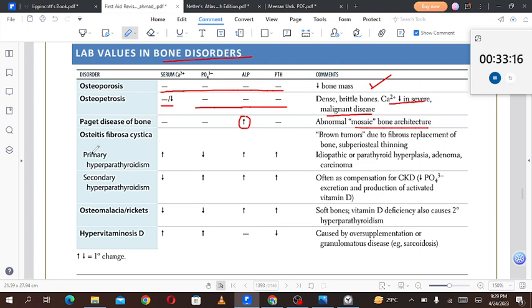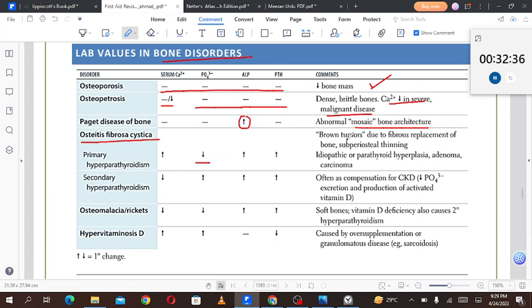Osteitis fibrosa cystica, primary hyperparathyroidism. The serum calcium is elevated. The alkaline phosphatase is also elevated, and parathyroid hormone is also elevated. Osteitis fibrosa cystica can happen because of a lot of conditions. In the case of primary hyperparathyroidism, the serum calcium level is increased because PTH causes increased calcium resorption. The alkaline phosphatase level is increased because PTH favors bone resorption, and parathyroid hormone will also be high, but the phosphate will be decreased because PTH favors phosphate excretion.